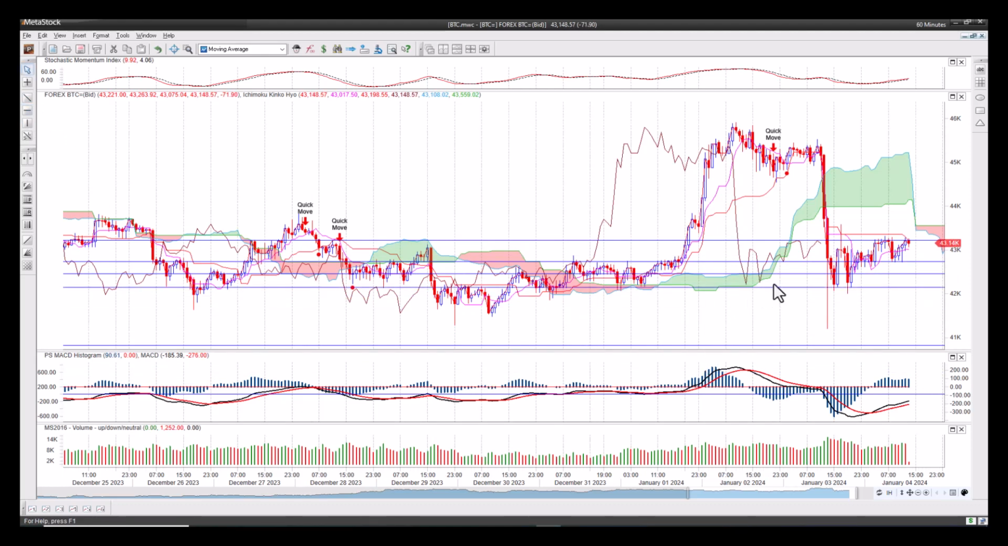42,000, once again 42,148, and 42,500, 700. So 42,000, 43,000 is a major support zone. So it's been flip-flopping back and forth from that. The last cloud cross trade in the hourly was a beautiful one there, became extended from the top end of the cloud. And then that was the profit-taking zone.